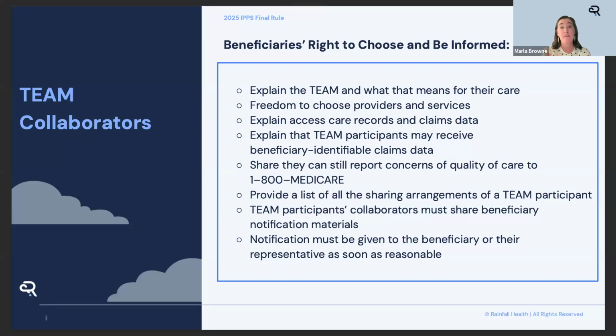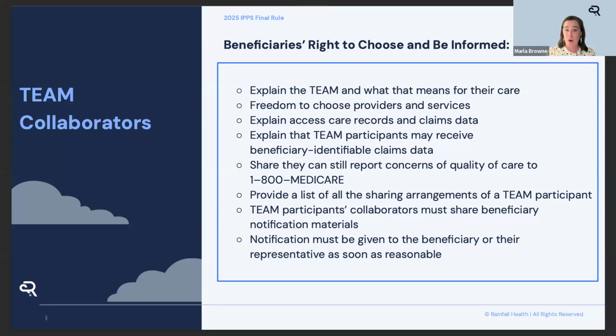So the providers of the services that we just talked about can be considered collaborators of the TEAM participant. To be considered a collaborator, there are requirements and sharing arrangements. We're going to talk about those, but first, it's important to understand this does not mean beneficiaries that qualify under TEAM are only referred to collaborators. The patient still has the right to choose.